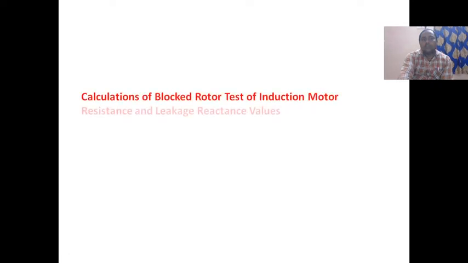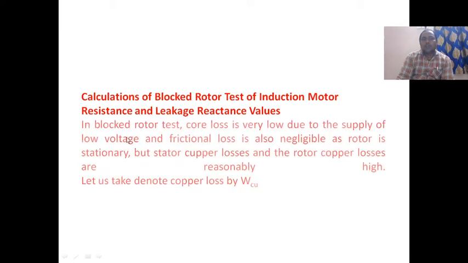So, calculation of the blocked rotor test: resistance and leakage reactance values. In the blocked rotor test, core loss is very low due to the supply of low voltage, and frictional loss is also negligible as the rotor is stationary. But stator copper losses and rotor copper losses are reasonably high. Let us denote copper losses by WCU.